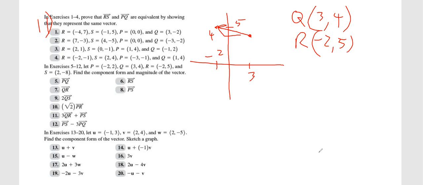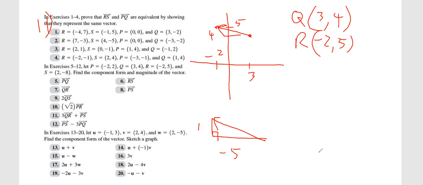What are the components of that vector? It goes left and up. What are the components? Negative 5, right, for the x, and positive 1 for the y.